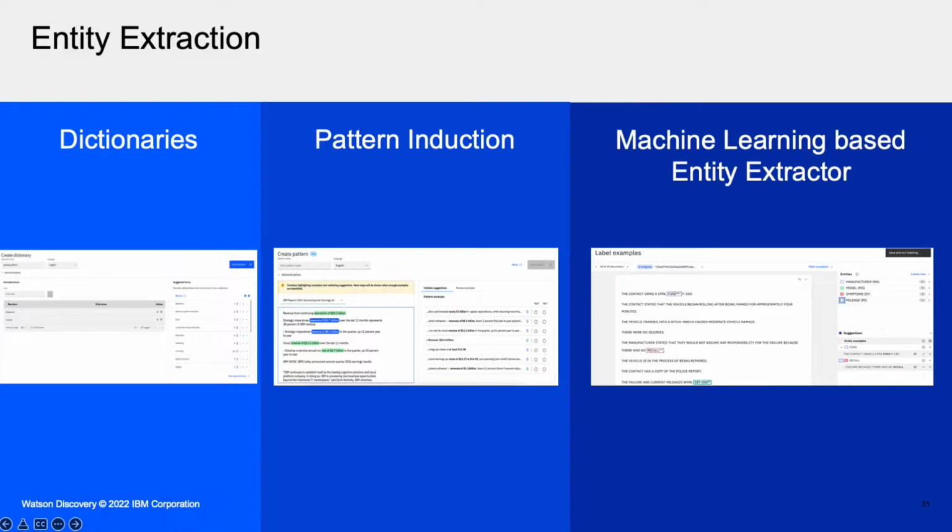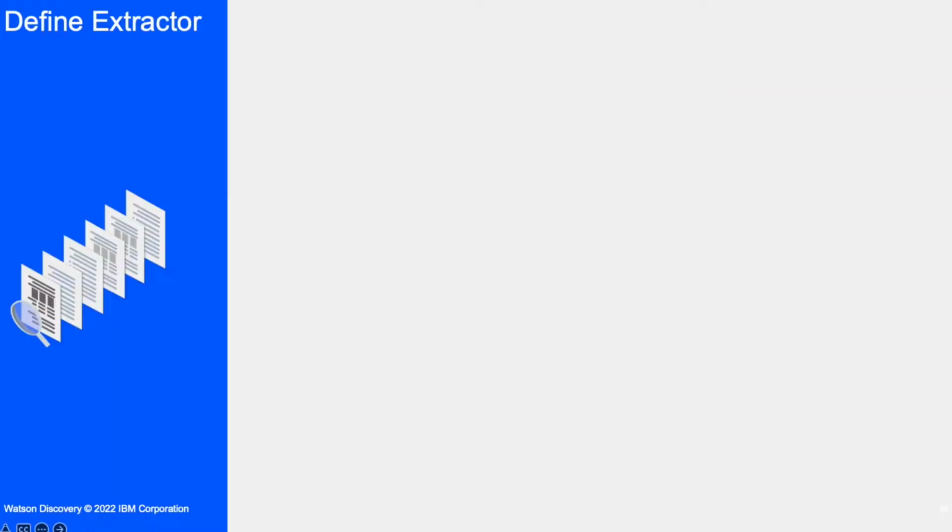Entity extraction is a key task in business processes today. And with Watson Discovery, we can create entities using a variety of techniques depending on your specific need. We could employ rapid human in the loop customization tools such as dictionary and pattern induction. We can define a regular expression, or we can train a machine learning based entity extraction model. In this video, let's deep dive into the steps needed to build a machine learning based entity extractor.